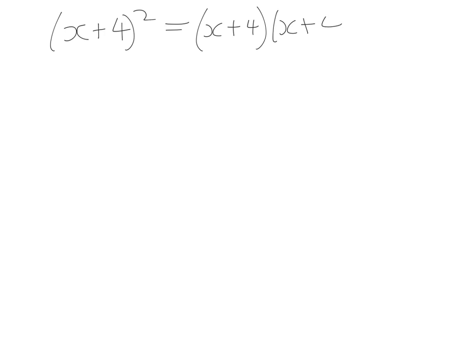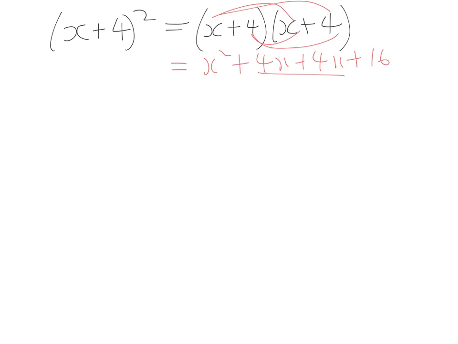Now, perfect square expanding, so we might have x plus 4 all squared. Now, slowly, all you can do with a square is just repeat the brackets twice and then do normal binomial expansion. So x times x, x squared. We have positive 4x. We have positive 4x. And we have positive 16. 4x plus 4x is 8x plus 16.